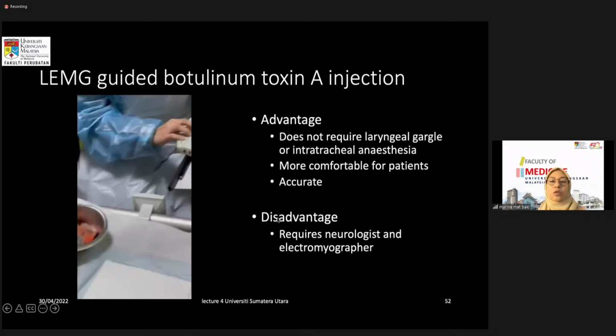You need neurologists to be there. You need to book a neuro lab to do this procedure, the neuro laboratory where the machine is.